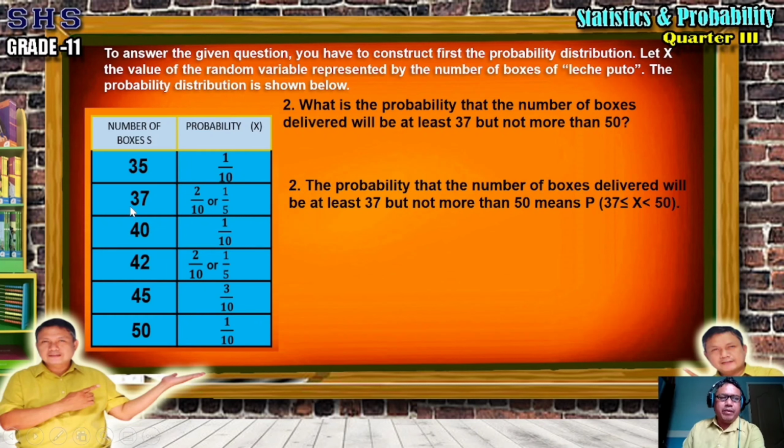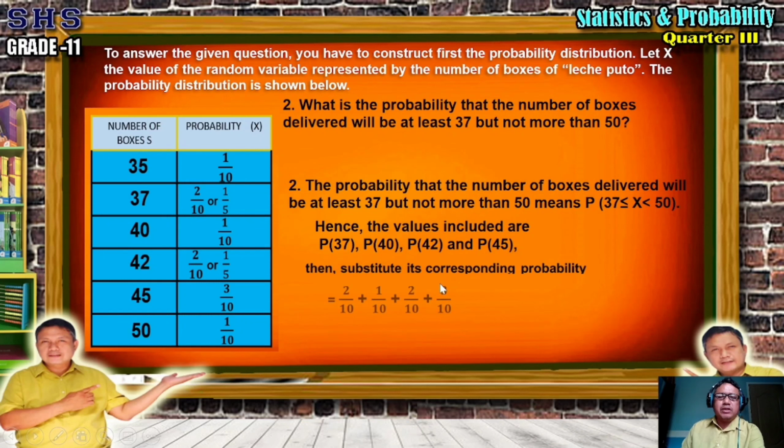So, ano yun? We have 37 dahil may equal, so kasama si 37. 37, 40, 42, and 45. Yan ang hahanapin natin. Okay, combine the P of 37, P of 40, P of 42, and P of 45. Substitute, so we have P of 37 is 2 over 10, P of 40 is 1 over 10, P of 42 is 2 over 10, and P of 45 is 3 over 10. Okay, so i-add lang po natin.